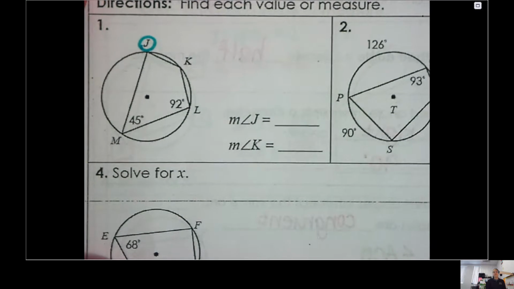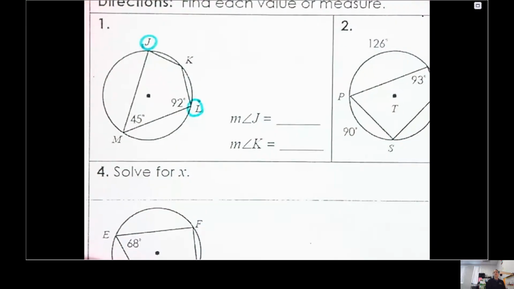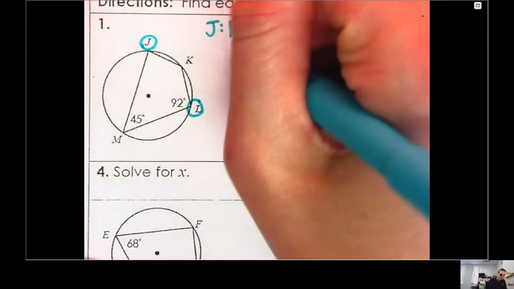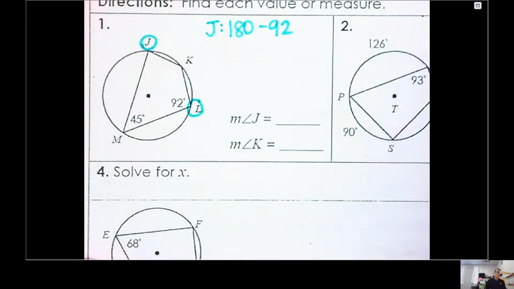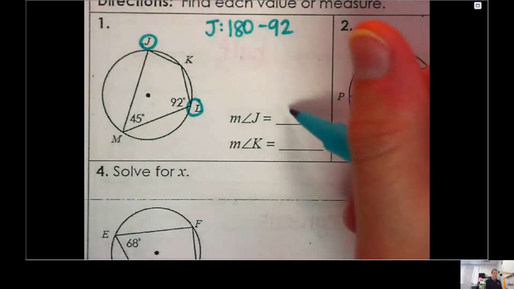Subtract what? Yeah. So these two are across from each other. They should add up to be 180. So we're going to take 180, and we're going to subtract the 92. That'll give us what's left over. What is that? Okay, so angle J is 88 degrees.